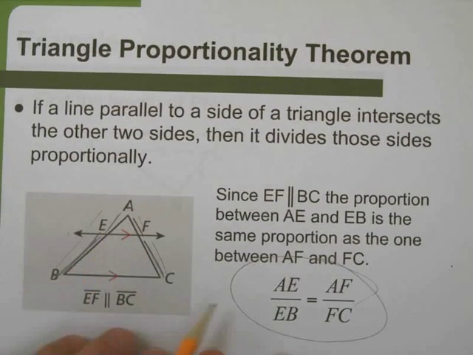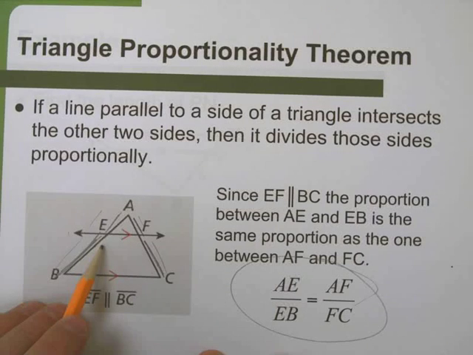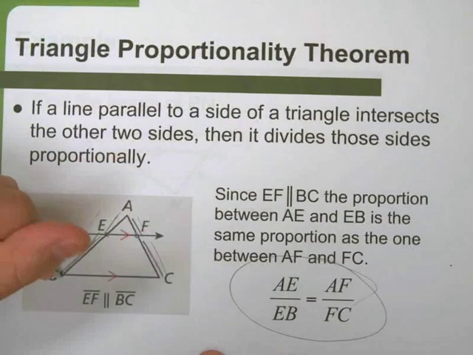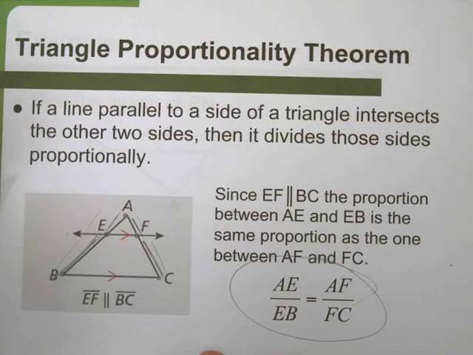Notice as you write this down and you look at this, E is the point here where the intersection is. F is the point where the intersection is. B, C, and A are the corners of the triangle, right? So we're talking the length of AE is proportional to EB. We can set up a statement, as long as that line is parallel, okay?